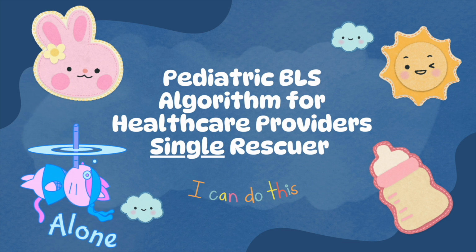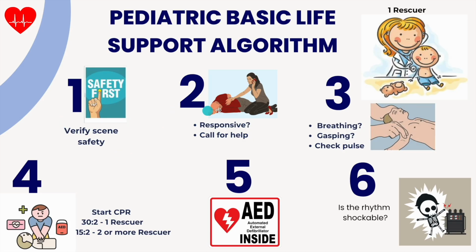When we have one rescuer, the first step is to verify scene safety, and step 2 is to check responsiveness, additionally call for help or ask someone to get the AED. Of course, it is perfect if we can ask someone to help us, but if there is no one and we did not activate at first, we need to do chest compressions if we do not have breathing and pulse, do CPR, and then only after 2 minutes of CPR, go and call for help or activate the AED, or take the infant or child with you.